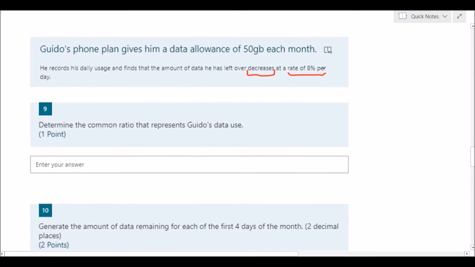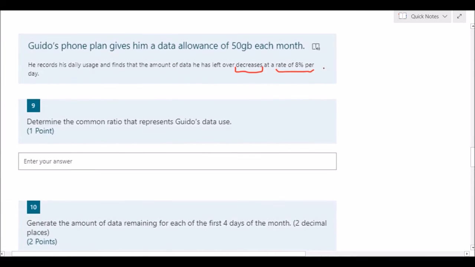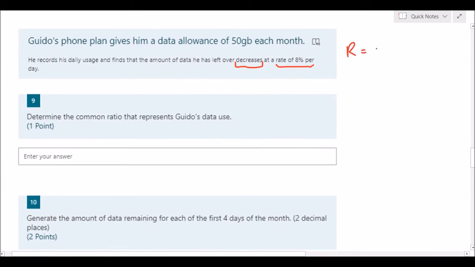So that means if it's a percentage like this and it's decreasing, we're going to use our R equals 1 take away percentage over 100. It's asking us for the common ratio. So if it's a percentage involved and it's decreasing, remember that's when we use this. So in this case, R equals 1 take away, the percentage was 8, so 8 over 100, which will give us our answer, 0.92. So that's my common ratio, 0.92.